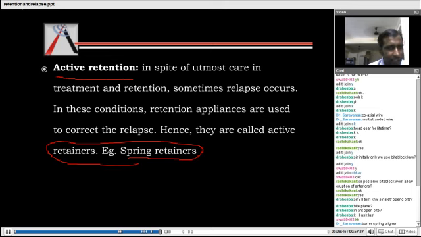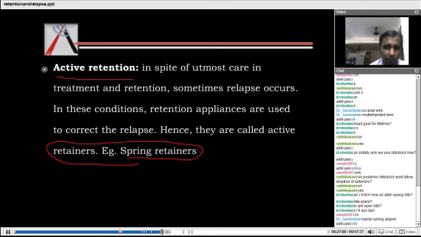What happens? Suppose you give a retention appliance, the patient breaks the retention appliance, and the patient comes back with crowding, minor crowdings. At that time you can give these aligners. Instead of starting the treatment overall again, you can just use the active retention, which can correct the minor crowdings. You can correct only minor crowdings, not too much.